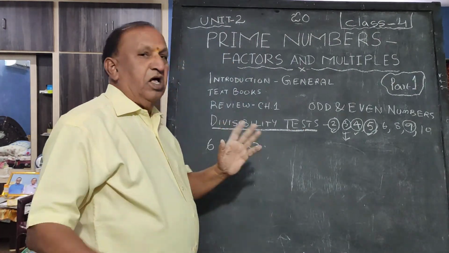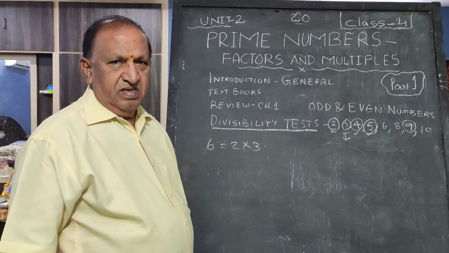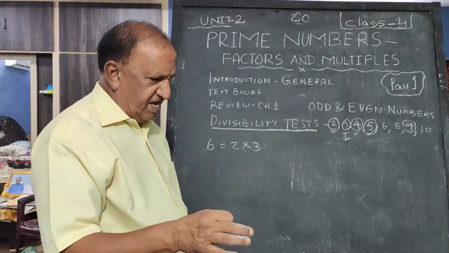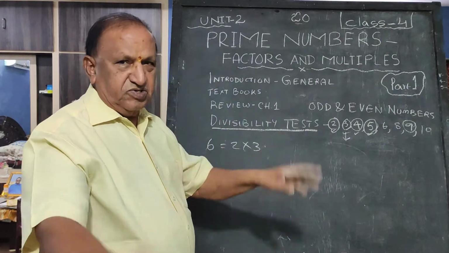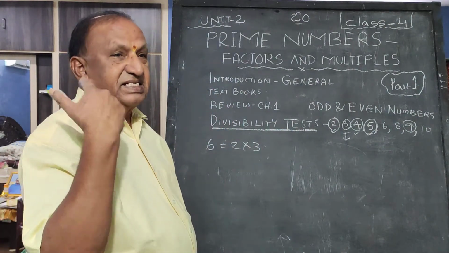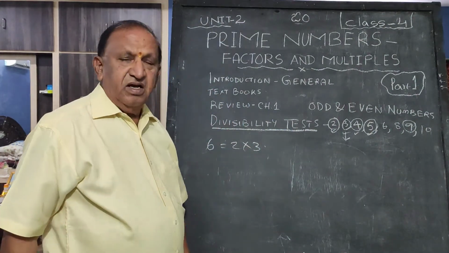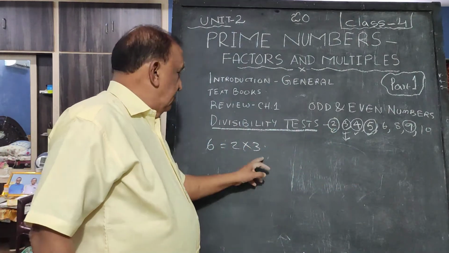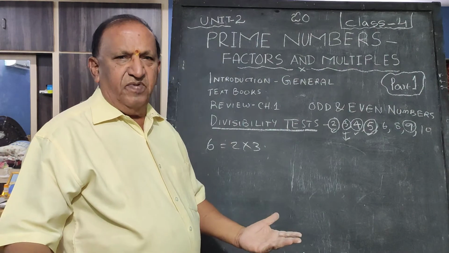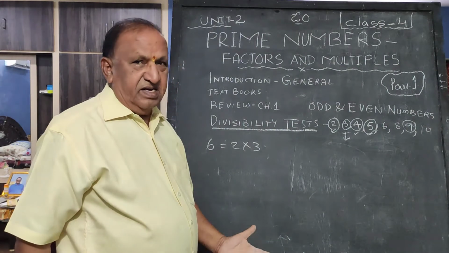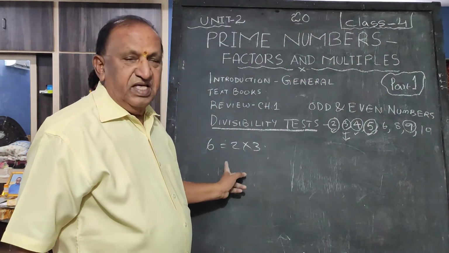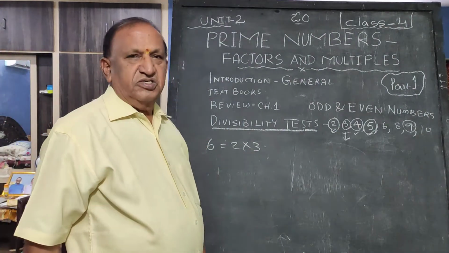So first of all, look at the number. Look at the last digit. It's an even number. Okay, very good. It is divisible by 2. Then for the divisibility test by 3, you add all the digits and divide by 3. Since the number is divisible by 2 as well as by 3, therefore the number is divisible by 6.